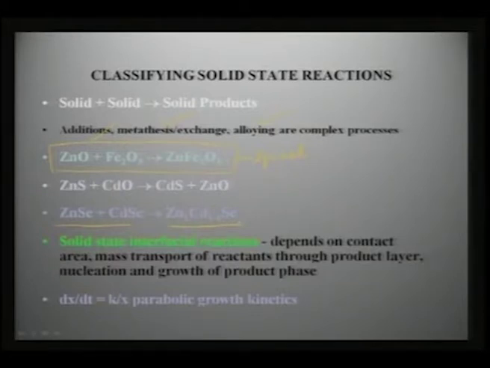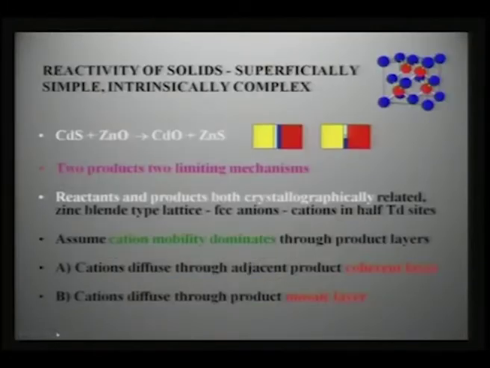So solid state interfacial reactions depend on contact area, mass transport of reactants through the product layer, and nucleation and growth of the product phase. This again can be systematically governed or monitored through parabolic growth kinetics. Here is another example, cadmium sulphide and zinc oxide, which I mentioned, the metathesis. Here this is very interesting because both the reactants and the product all have the same crystal structure, but the reaction that is proceeding is of a very intricate nature.